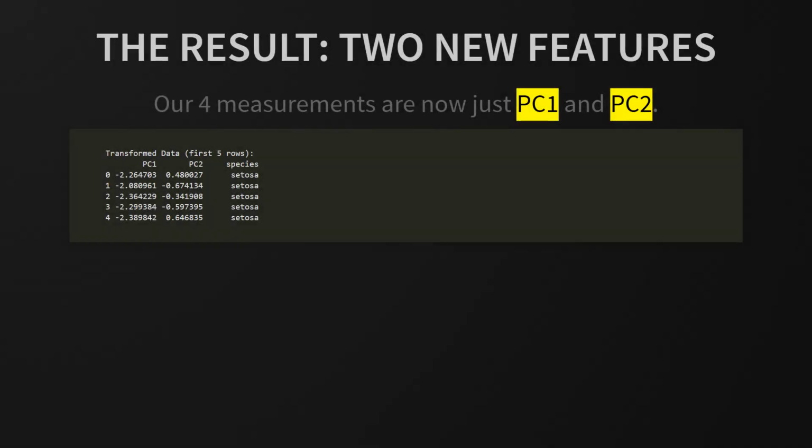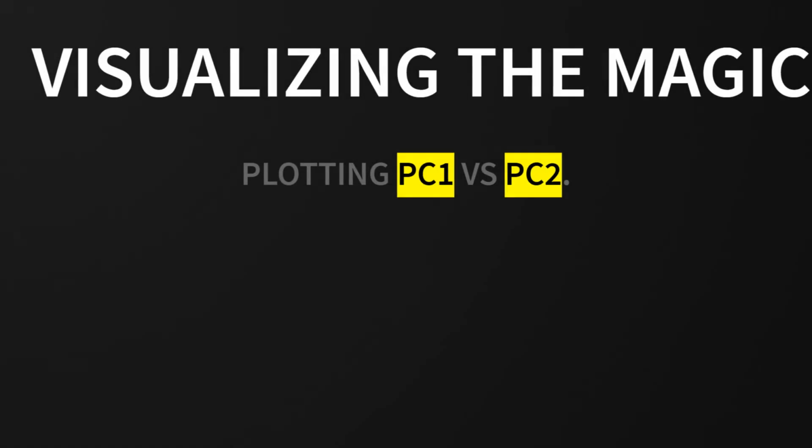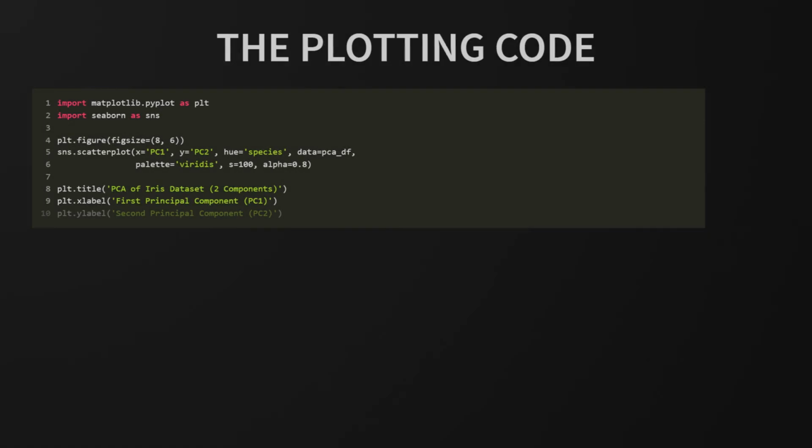And here's the output. The original 4 columns are gone. In their place, we have 2 new abstract columns, Principal Component 1 and Principal Component 2. These are the new axes of our simplified data. The real payoff comes when we visualize this new 2D representation. We'll create a scatter plot where the axes are our 2 new principal components. This is standard plotting code using Seaborn. We're plotting PC1 on the x-axis, PC2 on the y-axis, and coloring each point by its original flower species.